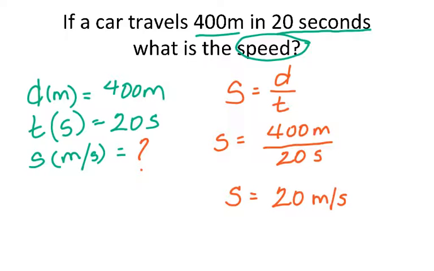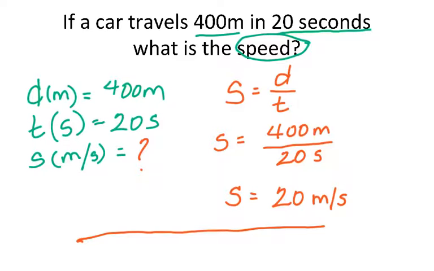So when I say 20 meters per second, what that means is that a car every second is traveling 20 meters. So if you were going to put it on a number line, and speed is always going to be a positive, because you can't have negative speed. It's kind of like negative time. You can't have negative speed.